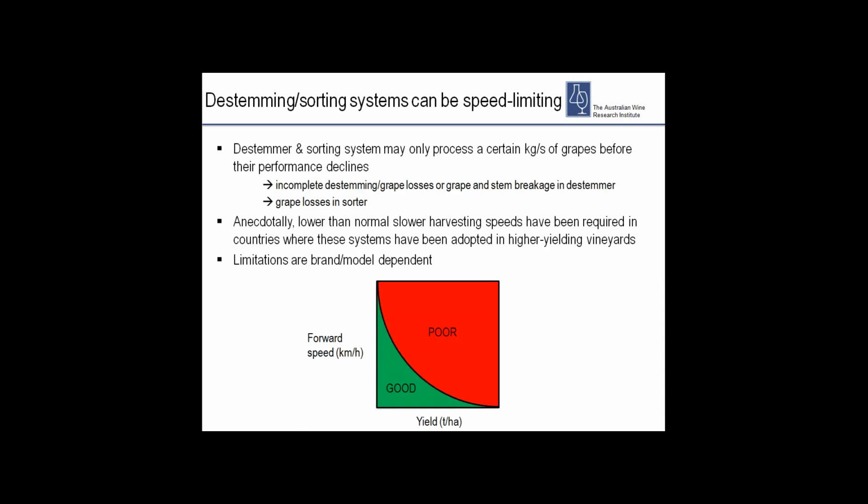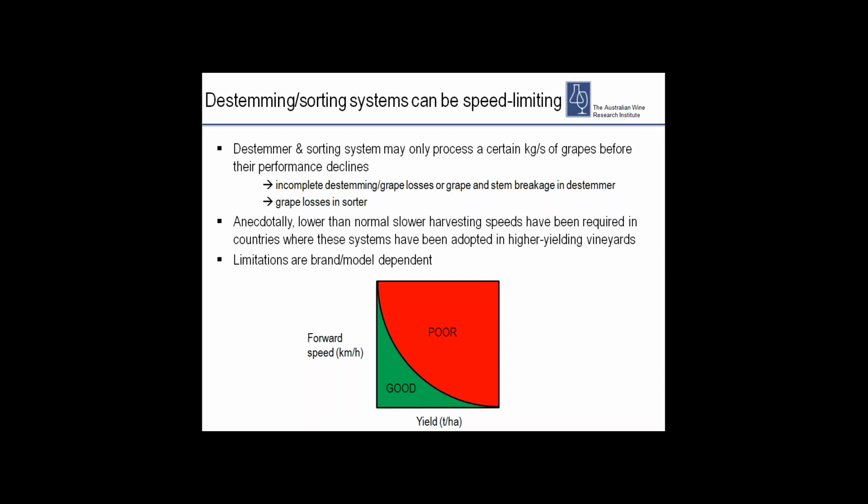Another thing to think about is that the inclusion of a destemmer and a sorter on a machine harvester might limit harvesting speeds. The destemming and the sorting system will only be able to process a certain rate of material before performance will decline. If the rate is too high, there may be incomplete destemming and grape losses, or grape and stem breakage in the destemmer, or grape losses from the sorter.